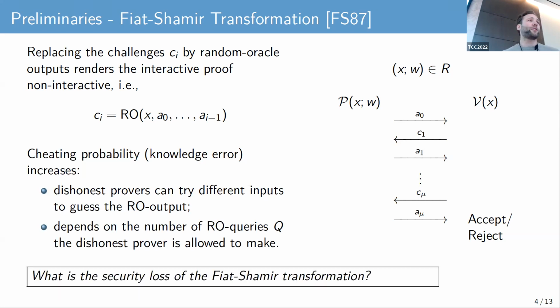So a very natural question to ask is, what is actually the security loss of this Fiat-Shamir transformation? So with what factor does the cheating probability, or more precisely the knowledge error of these proofs, increase if you apply the Fiat-Shamir transformation and you go from interactive to non-interactive?